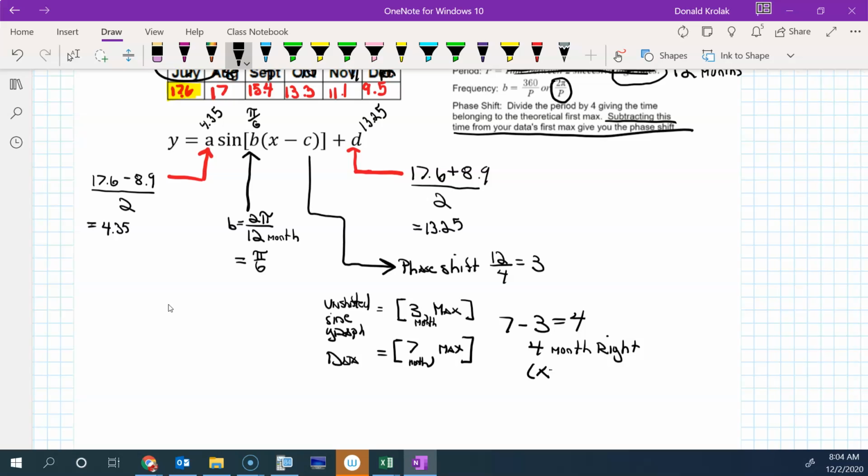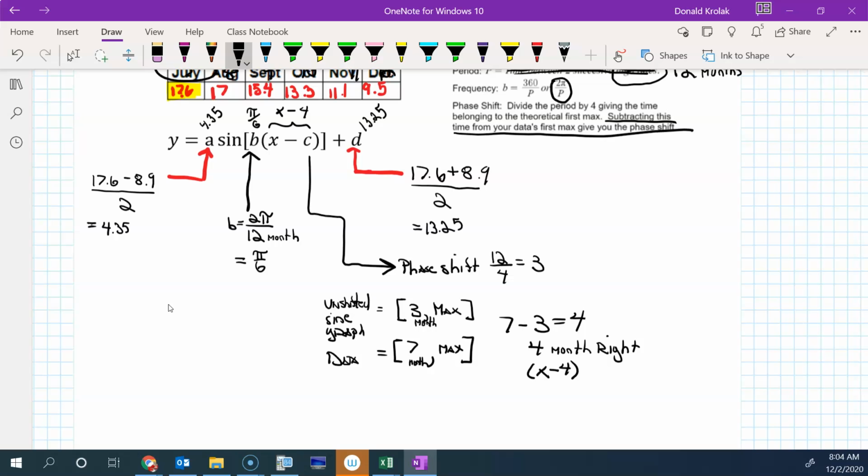So I would write that as x minus 4. Remember the minus, bizarro world? This moves it 4 right. And now this part right here is going to be x minus 4. And you don't have to multiply that out on this one.